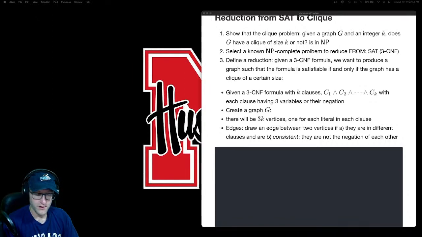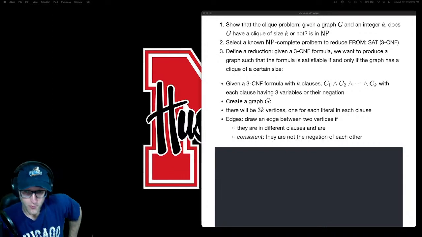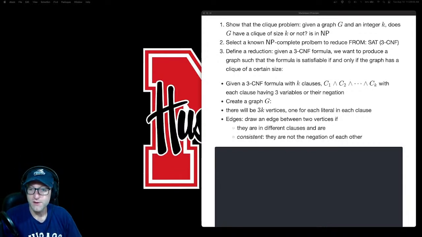In fact, I'll put those on their own lines here, A and B. All right, the markdown's not going to let me do that. Nope. Okay, fine. Like that. All right, bullet pointed instead. They are in different clauses and are consistent.